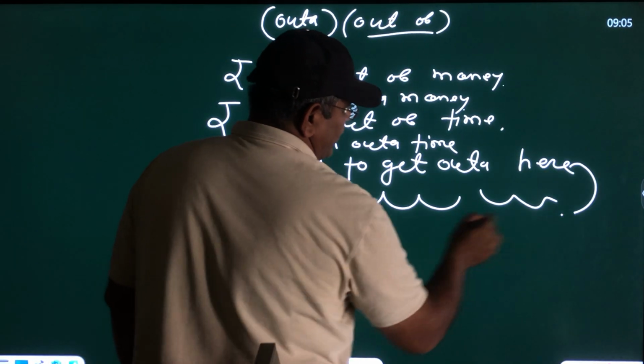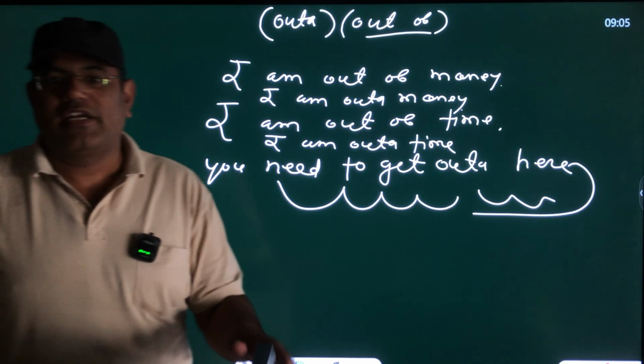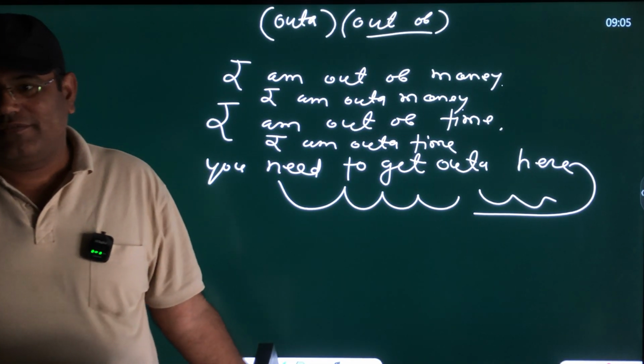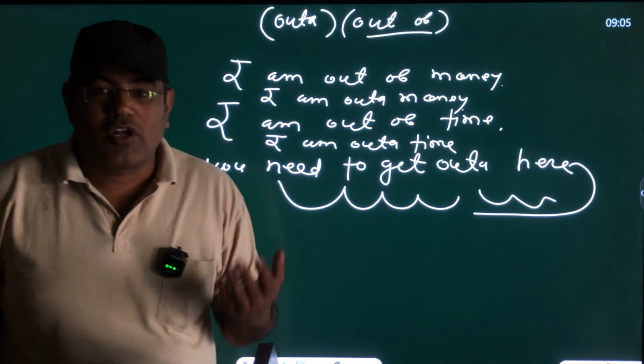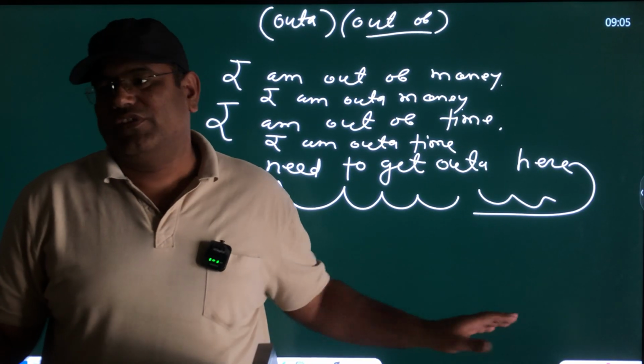I have already used "outa" here. You need to get outa here. Is that clear? आपको यहाँ से निकलने की ज़रूरत है. It means you need to go outa from here. We can use that. Is that clear?